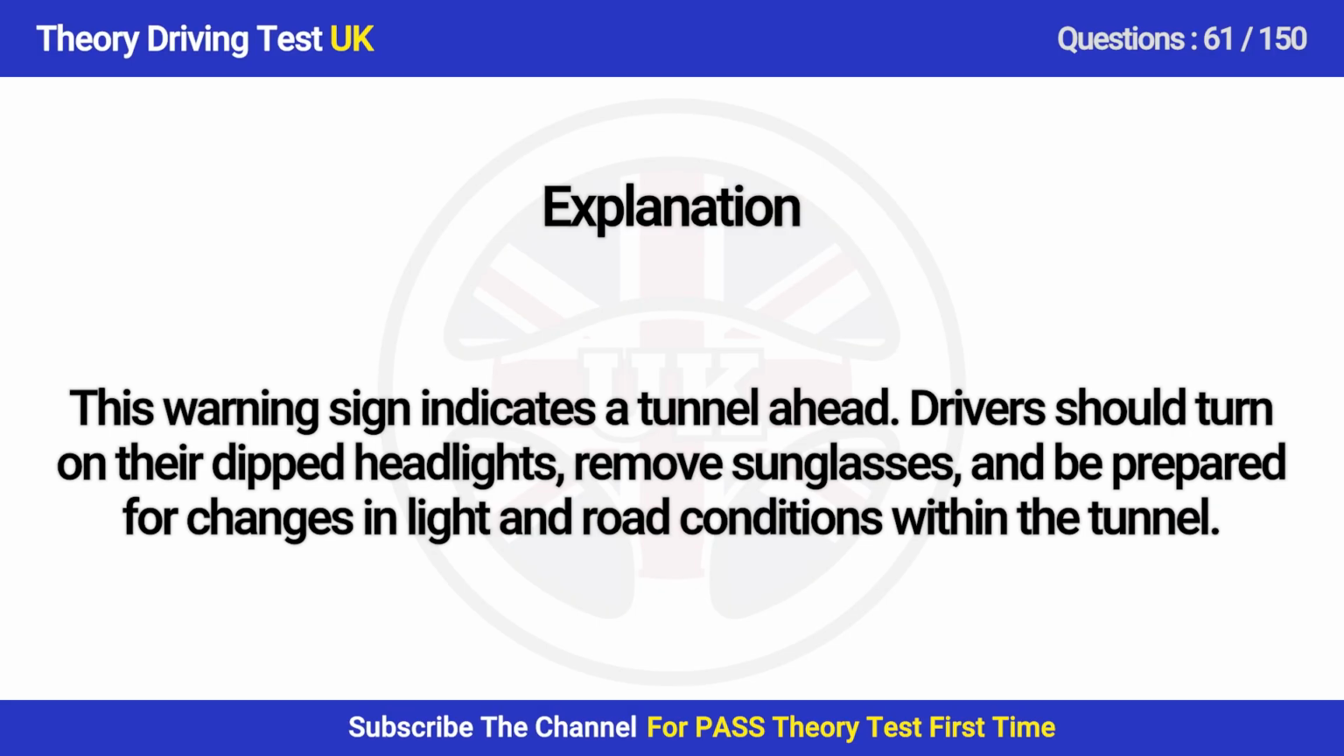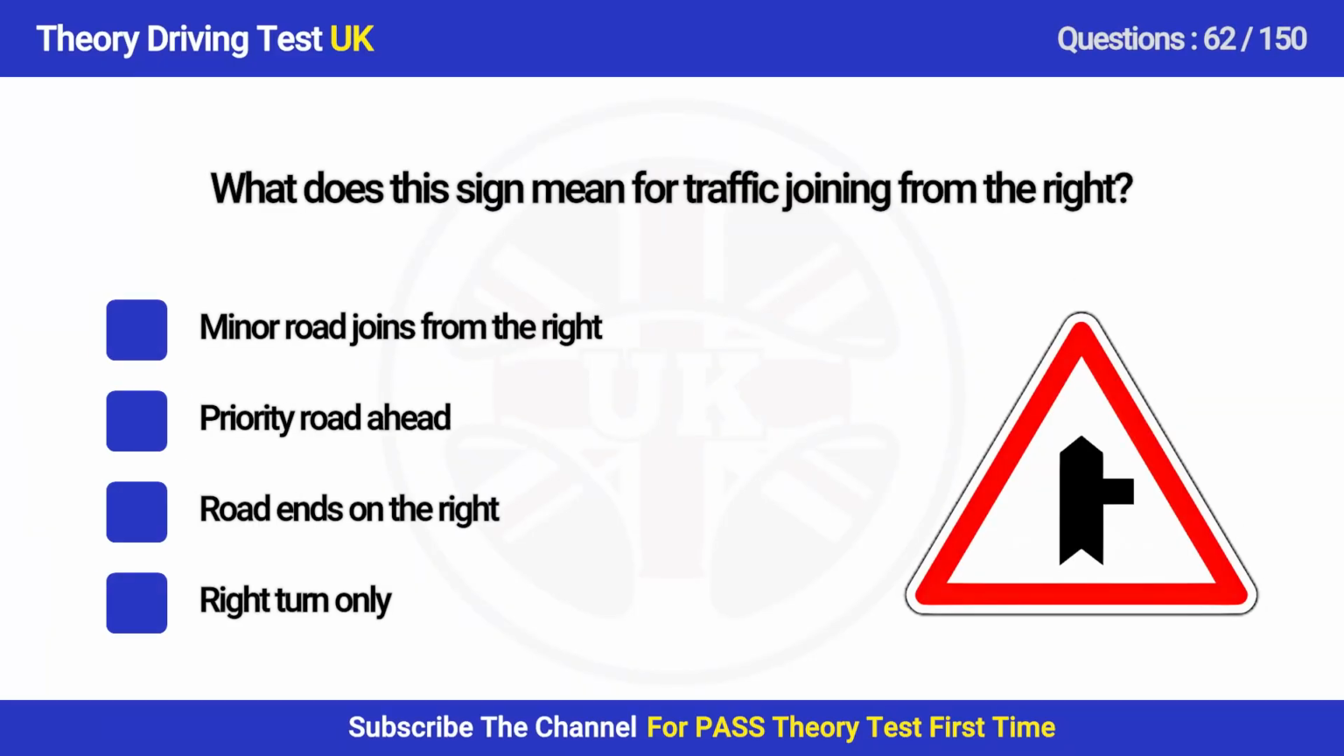Question 62. What does this sign mean for traffic joining from the right? A, minor road joins from the right. B, priority road ahead. C, road ends on the right. D, right turn only.